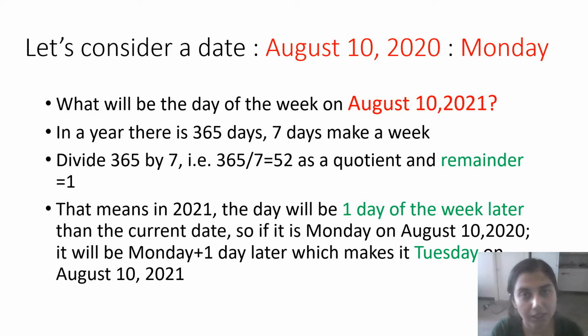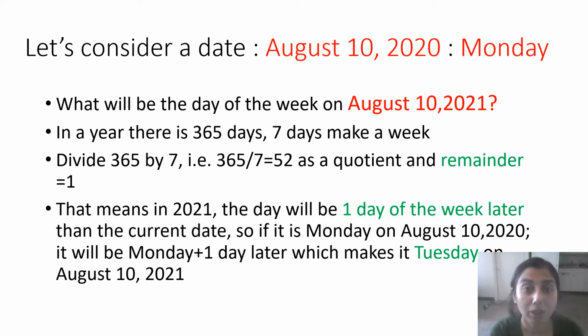However, in leap years we have 366 days. But let's consider the duration between August 10, 2020 and August 10, 2021. In between this duration, there are 365 days. We will divide 365 by the number 7, which is the number of days in a week. This will give us a quotient which is 52, and the remainder will be 1.